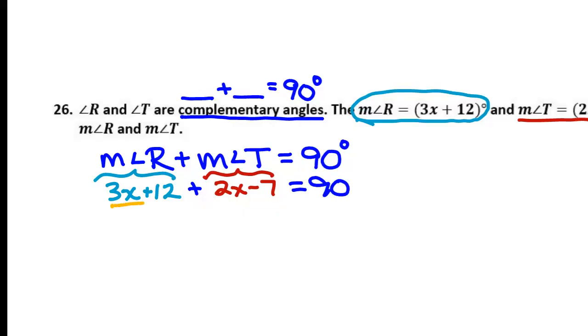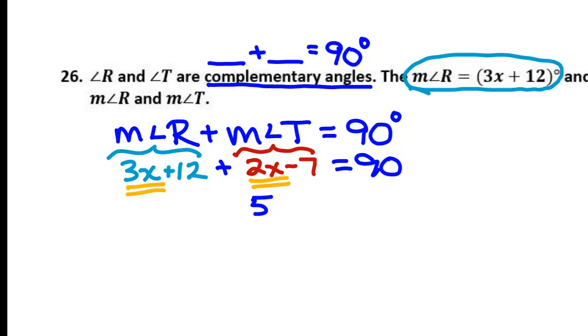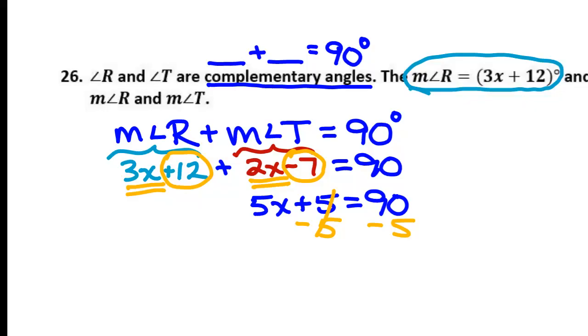Then we're going to combine our like terms together. 3x and 2x is going to combine to give me what? 5x. And then I have to combine my constants, my things that don't have variables. 12 and negative 7 combine to give me what? 5. So 5x plus 5 equals 90. Then we're going to subtract 5 from both sides. 90 minus 5 gives me 85. And then we divide both sides by 5.